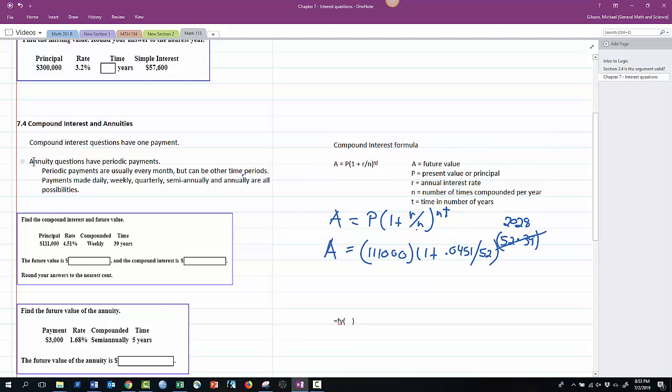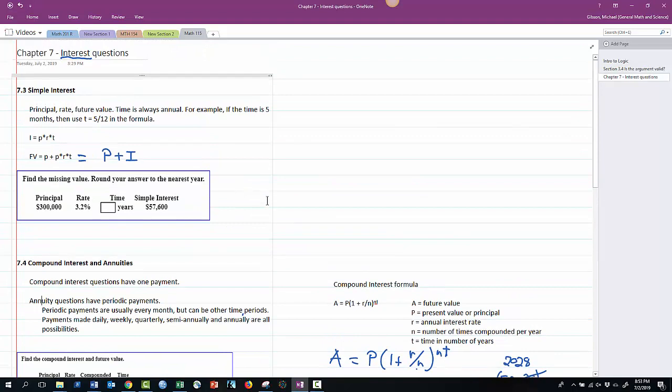The other are annuity questions, and annuity questions have periodic payments. A periodic payment is a repeated payment the same distance in time apart. So periodic payments are usually every month, but they can be other time periods. They can be made every day, every week, every quarter. Semi-annually would be twice a year, every 6 months, and annually would be every year.